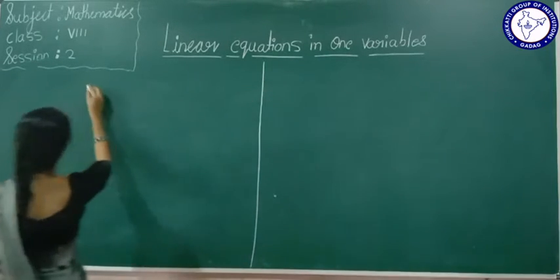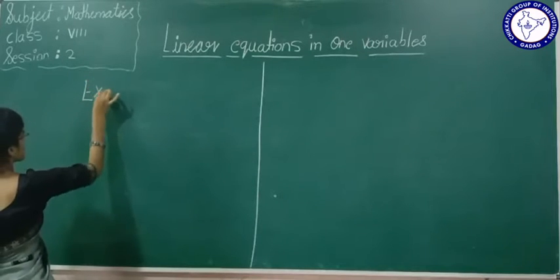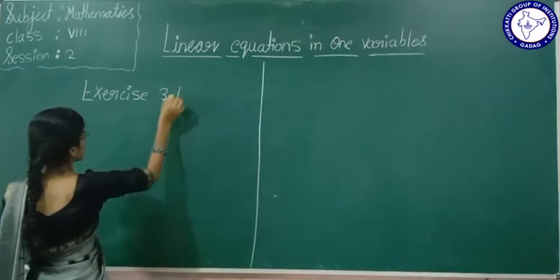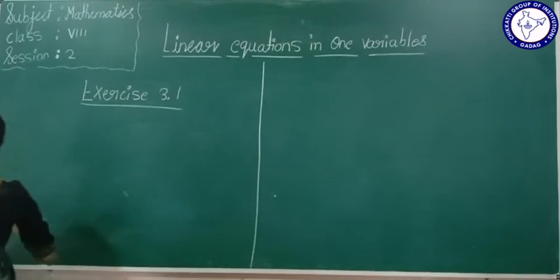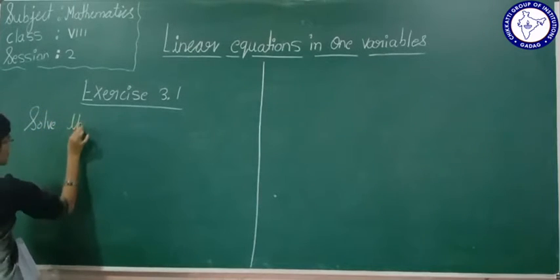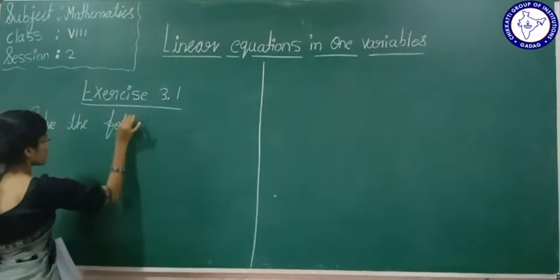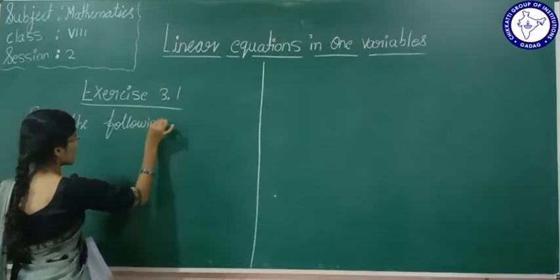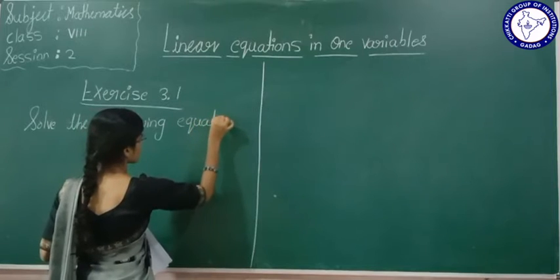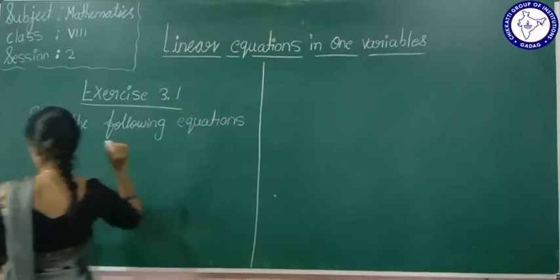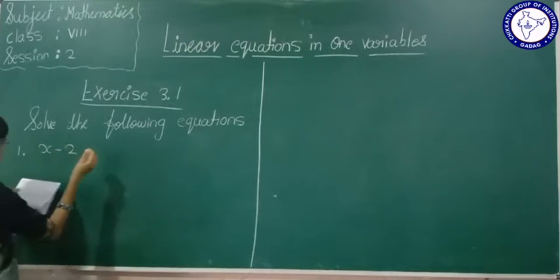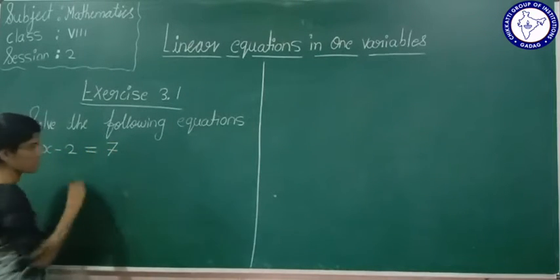Exercise 3.1. See the first question: solve the following equations. So, first question: x minus 2 is equal to 7.